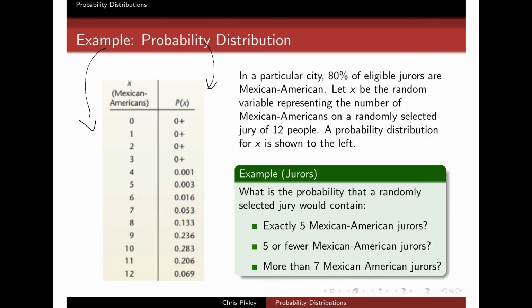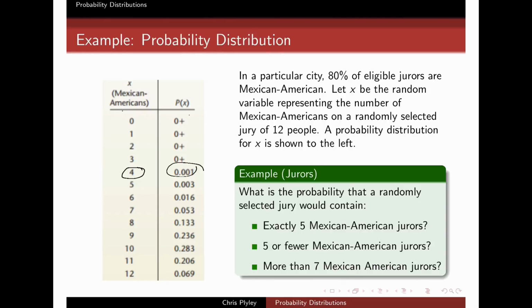So what I mean is I want to take the value of 0 approximately 0 times. This is 0 plus. I didn't mention this before, but this just means that we've rounded this number off to 0. The probability of getting no Mexican Americans in this situation is extremely small, much less than 1,000th of a percent. So we just round that down to 0, even though it's technically not 0. It's just been rounded off to 0. But anyways, I would expect to get something like 4 Mexican Americans about 0.01% of the time.